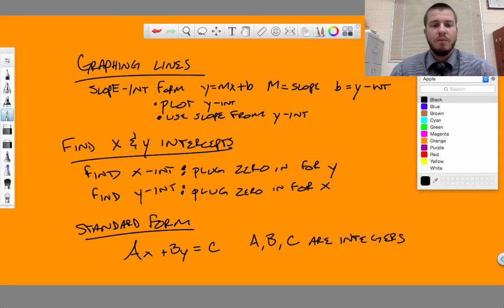And standard form, ax plus by equals c. The x term and the y term are on the same side. The constant is on the other side. And a, b, and c all have to be integers.